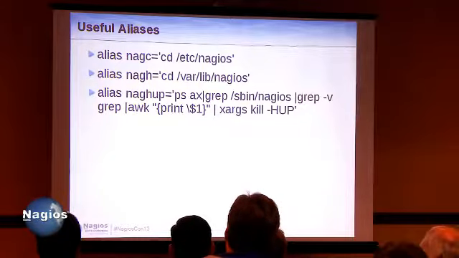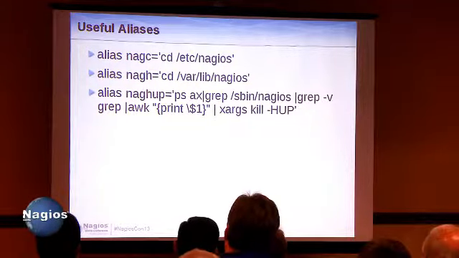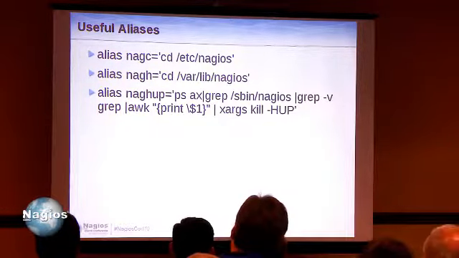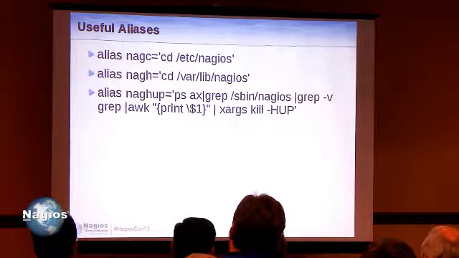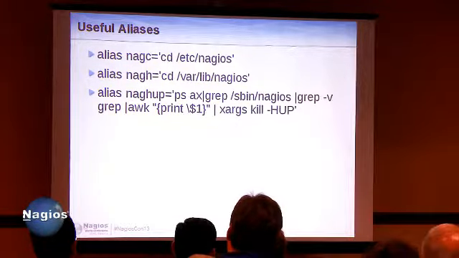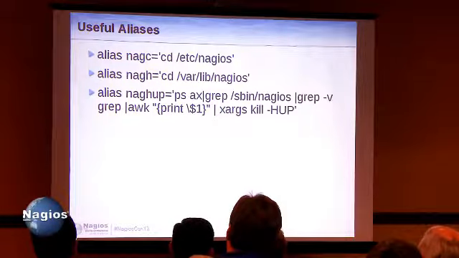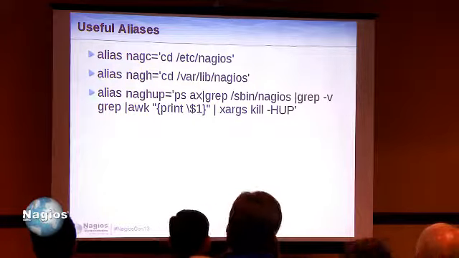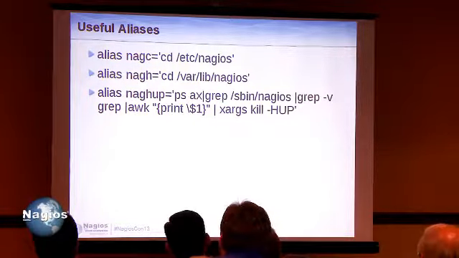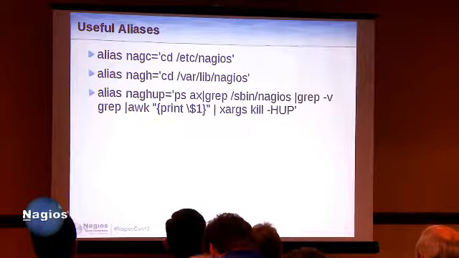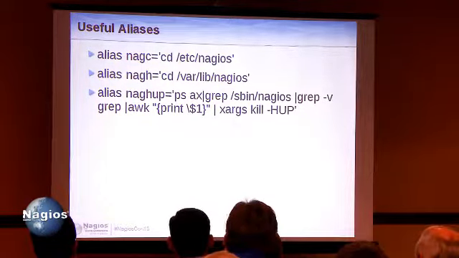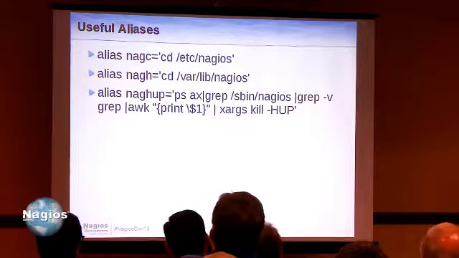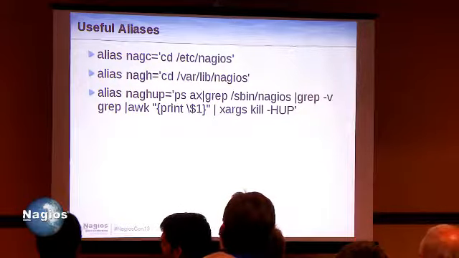Nag hup. It is easy to reload the Nagios configuration. Now, what I don't know yet is how Core 4 is going to affect that, because I've heard of some problems that you can't reload effectively in Core 4. You have to restart it. I'm not sure I like that, but we'll have to test it. But here's one command, nag hup, that will look for the current Nagios command, pull out the PID, awk for parameter 1, and then kill -HUP. It will reload the Nagios process if it's running.